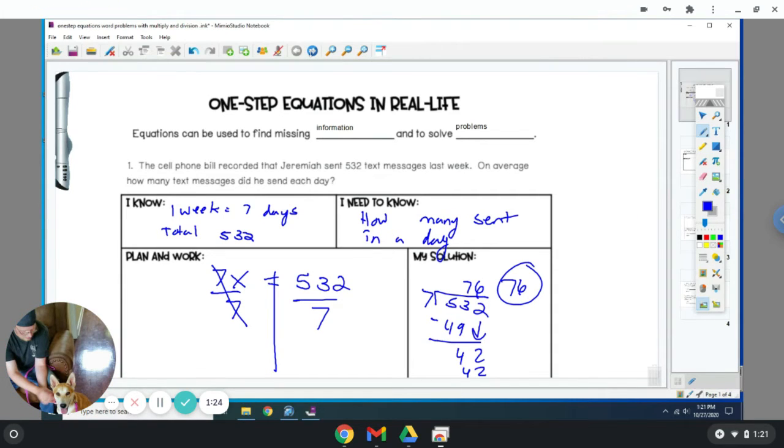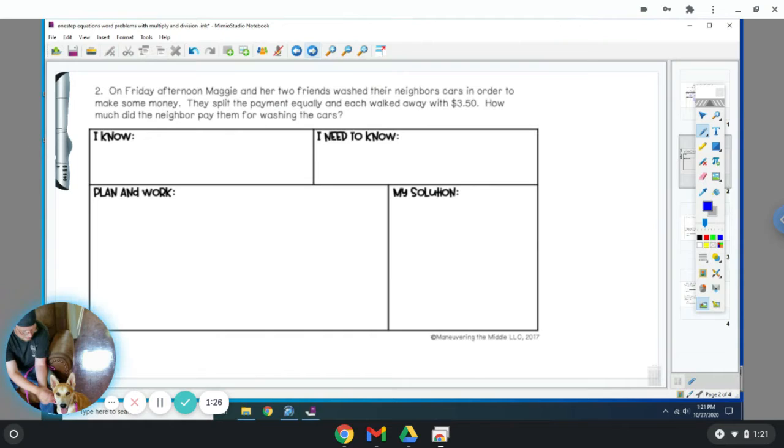Okay. Number 2. On Friday, Maggie and her 2 friends washed their neighbor's cars in order to make some money. They split the payment equally and each walked away with $3.50. How much did the neighbors pay them for washing the cars? So there's 3 kids in total. Each got $3.50. You want to know the total amount they made.